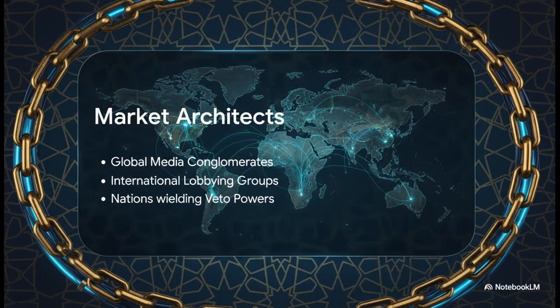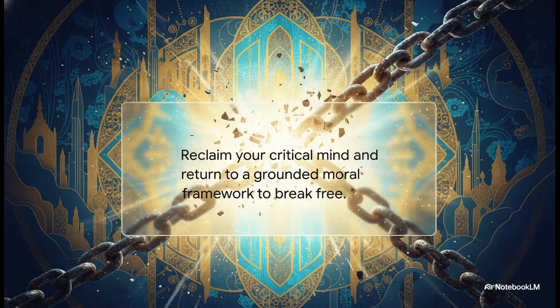So who are the modern-day slave masters pulling the strings? The sources point clearly to giant global media conglomerates. Think massive entities like Disney, Time Warner, and major news networks, backed by powerful international lobbying groups. These architects work tirelessly to maintain their dominance, actively crushing any genuine movements that strive for true intellectual or societal liberation.